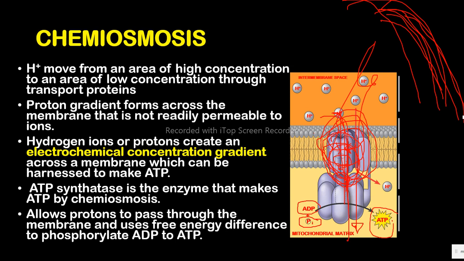So this is the chemiosmotic theory of ATP production in the mitochondrion and also in the chloroplast. All these theories are there. I hope that one is okay.